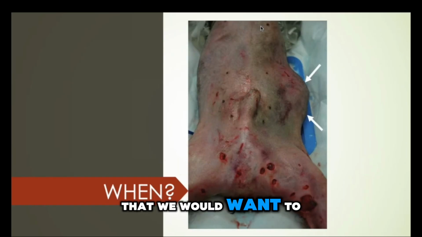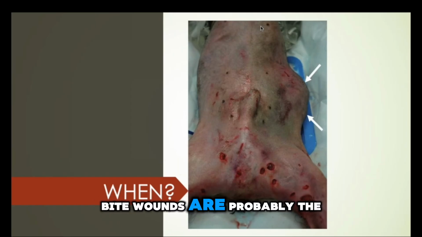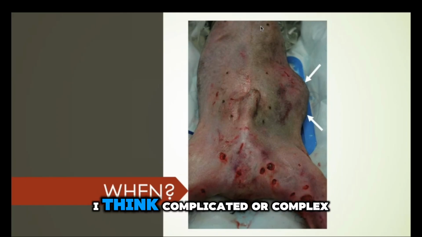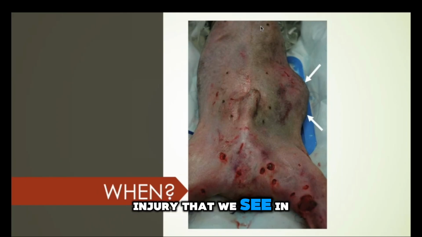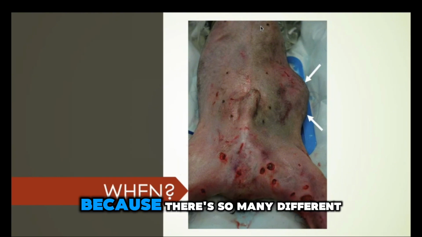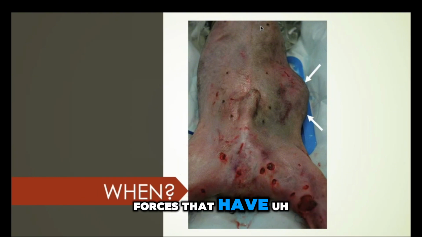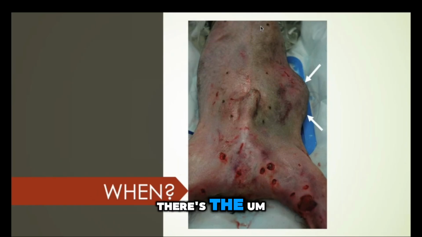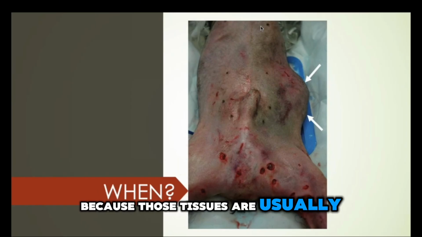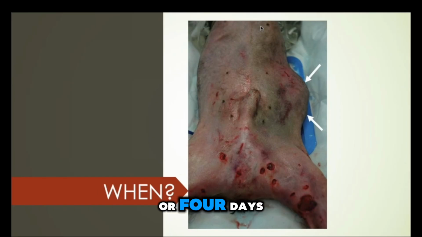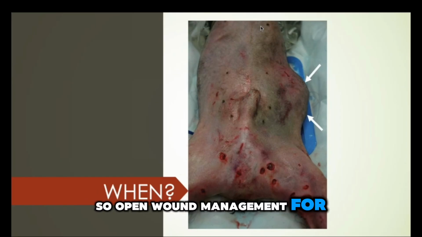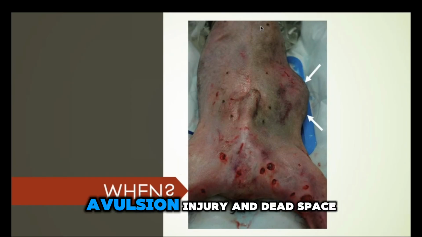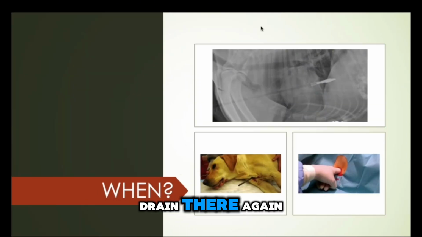We have other times that we would want to use drains, bite wounds, etc. And bite wounds are their own topic. Bite wounds are probably the most complicated or complex injury that we see in dogs, bar none. There's nothing else that comes close because there's so many different forces that have created the trauma to the patient. There's the puncture wound, there's the avulsion from the shaking, there's the crushing, and it's the crushing that is most disturbing because those tissues are usually going to declare themselves over the course of 3 or 4 days. So open wound management for sure, and then if we go to close it and there's a lot of avulsion injury and dead space, then I may use a drain there. Again, just examples of when.